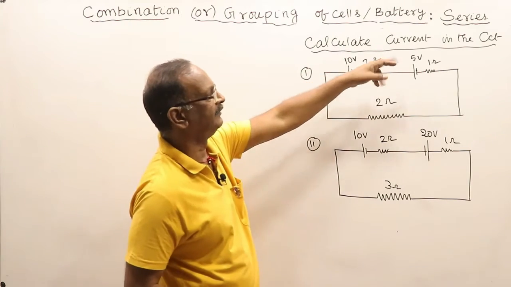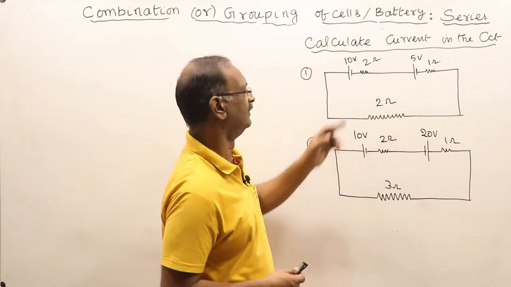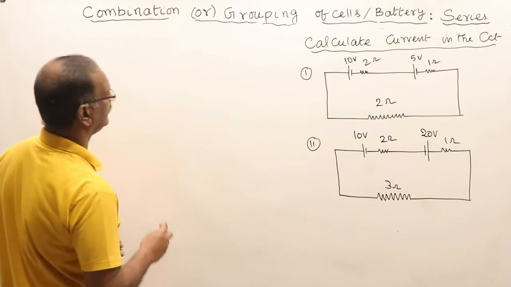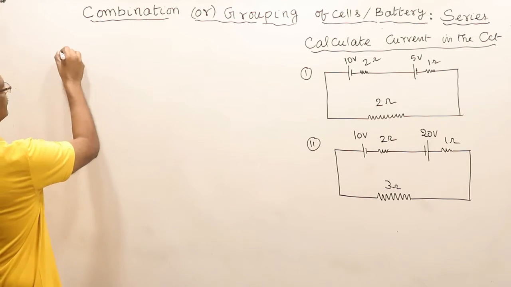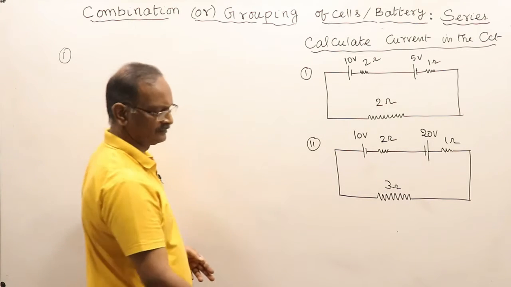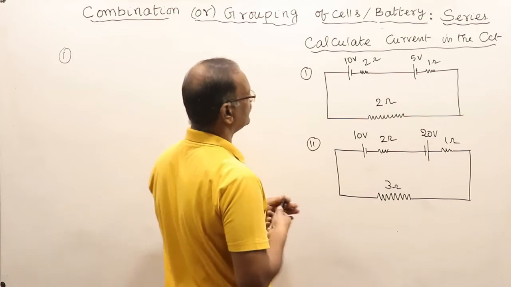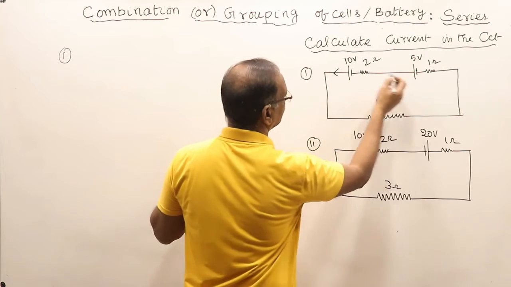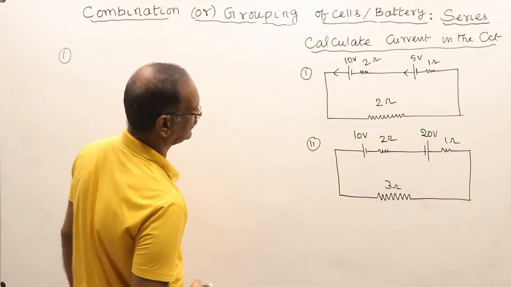Calculate current in the given circuit. First one. In the first one, we take the first question. In this one, both are properly connected. It means current will be delivered here. Current will be delivered like this.